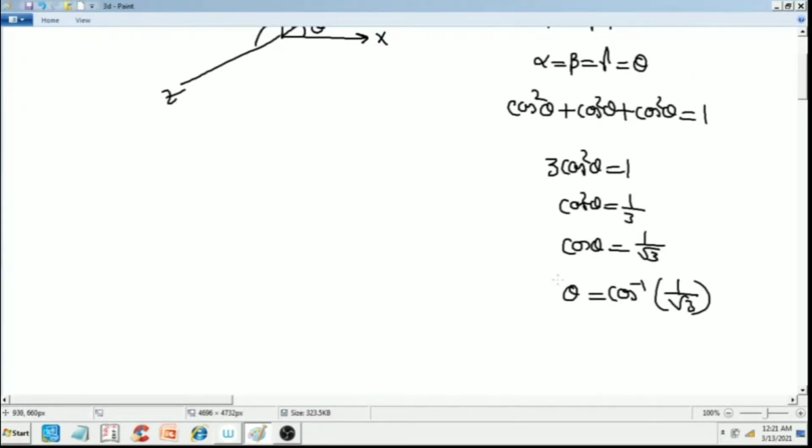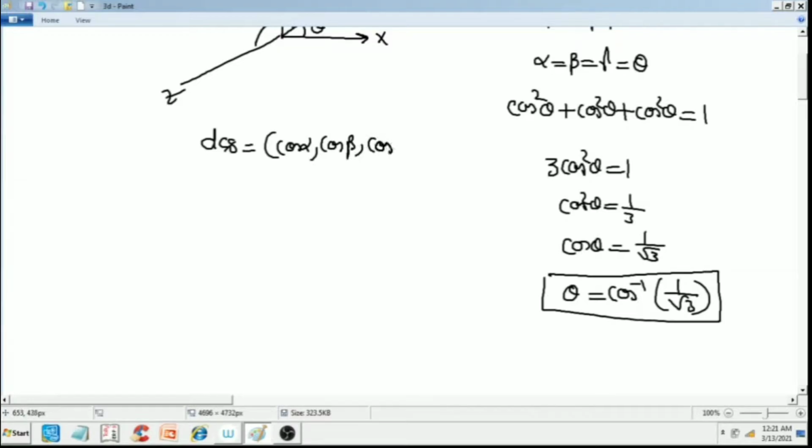If we are asked to find the angle, this is the solution. But what is being asked? DCs. Okay, DCs is what? Cos alpha, cos beta, cos gamma. So here plus or minus, don't forget. So cos alpha value is 1 by root 3, 1 by root 3, 1 by root 3, because angles are equal. Plus or minus is the DCs.